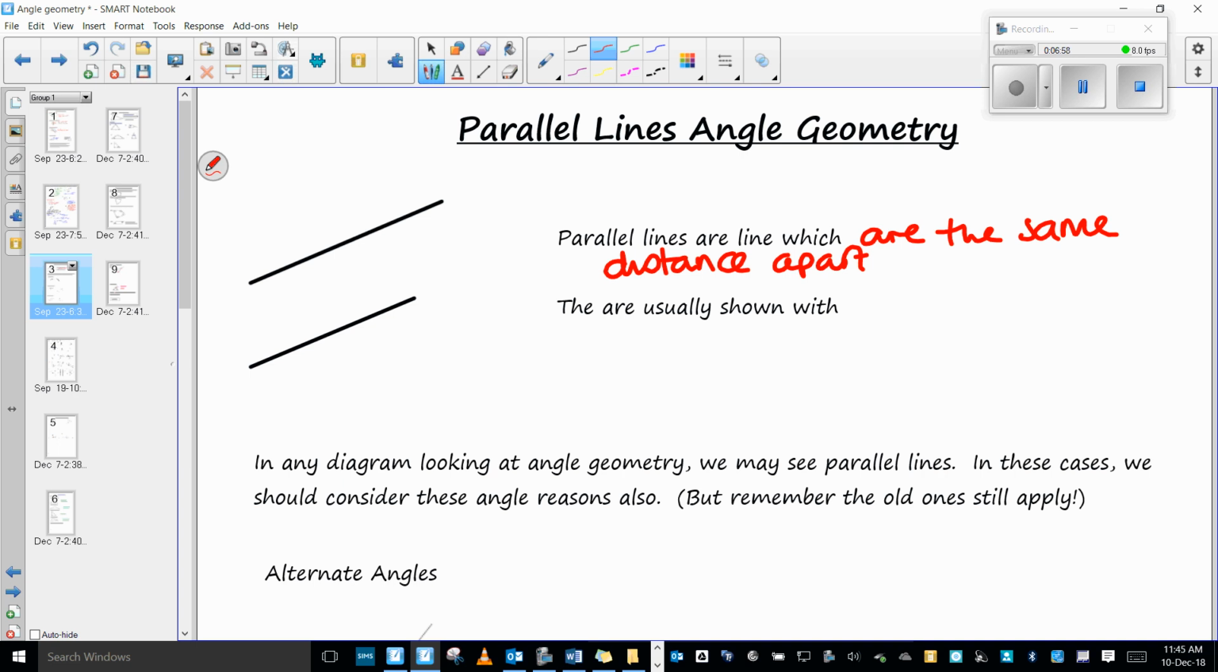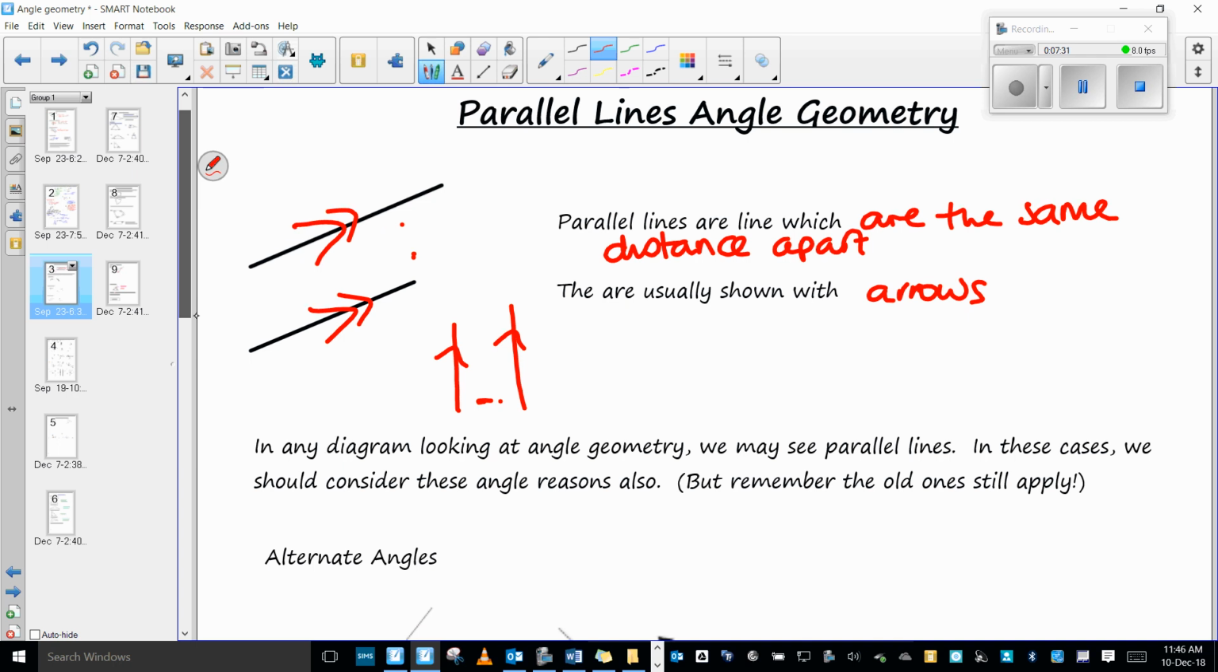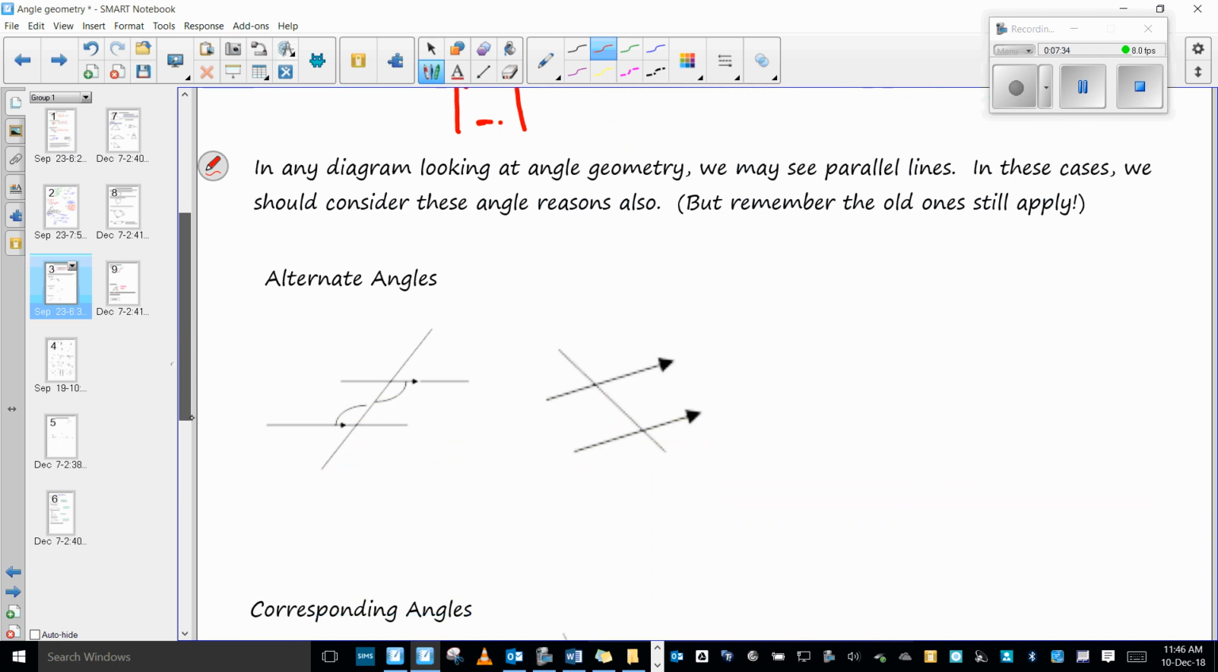They're usually shown with arrows. So if you see anything like that, even if it doesn't really look that parallel, assume that they would be parallel. So they could be 1 arrow, they could be 2 arrows. You could have one set of parallel lines with 2 arrows and a different set of lines with 1 arrow. That means that these 2 are parallel and then those 2 are parallel. They're not all parallel to each other. So in any diagram looking at geometry, we may see parallel lines. In these cases, we need to consider these angle reasons as well.